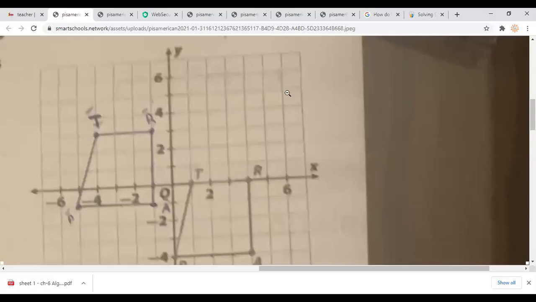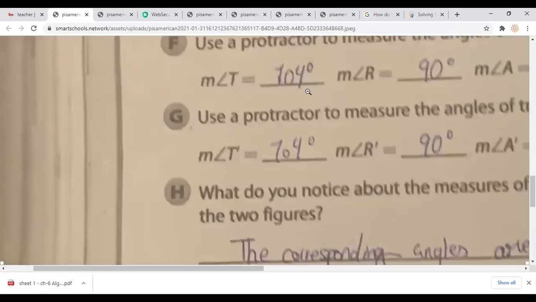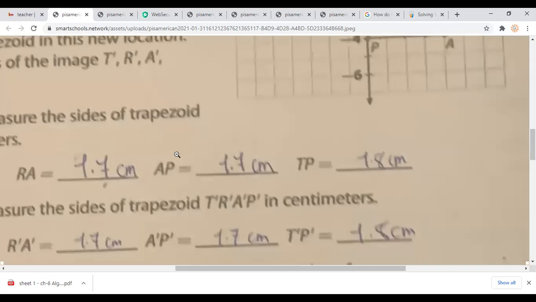We will answer the questions, then you will find the measure of each angle. The measure of angle T is 104. The measure of angle R is 90. The measure of angle A is 90. And the measure of angle P is 67. After that, once you find the measures of the prime figure, you will find that the measure of angle T prime is 104. R prime is 90, A prime is 90, P prime is 90.